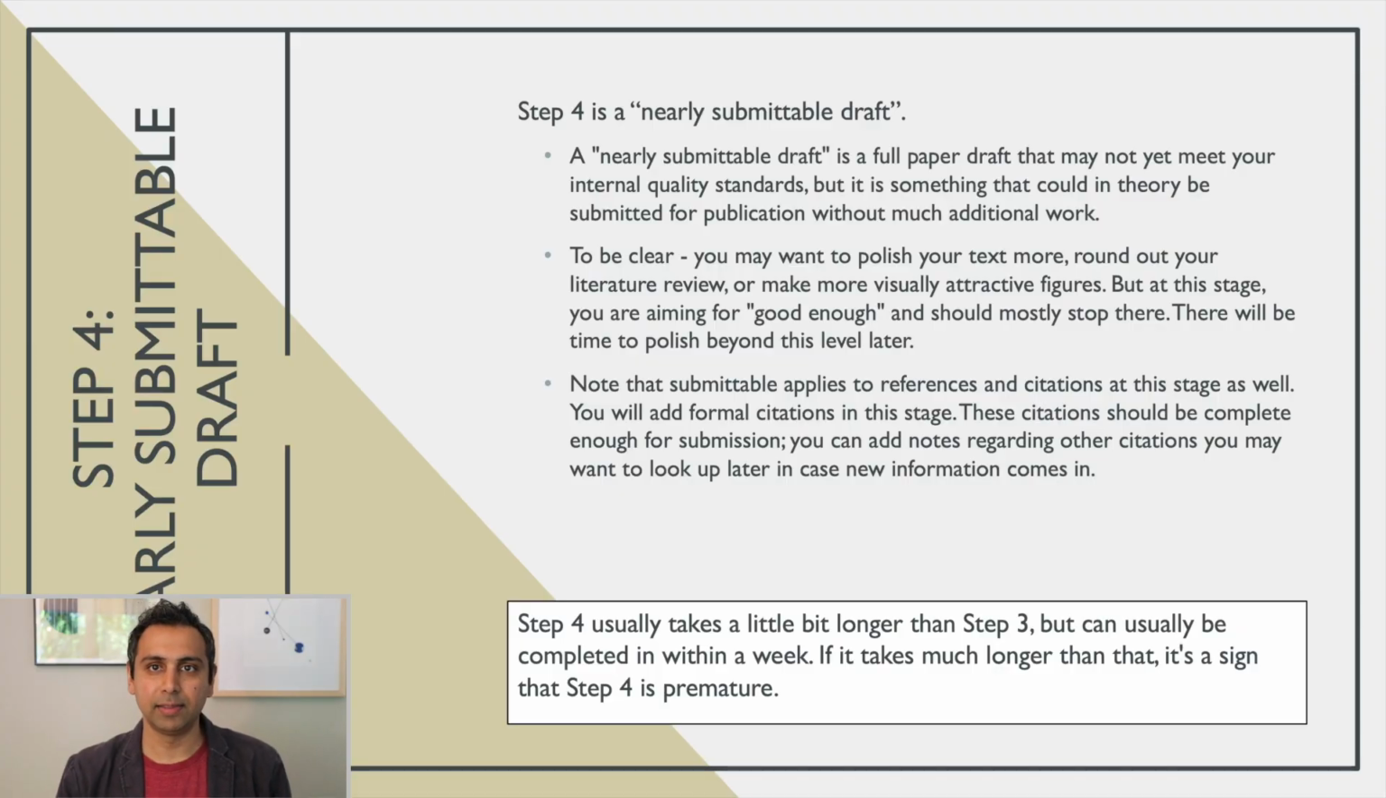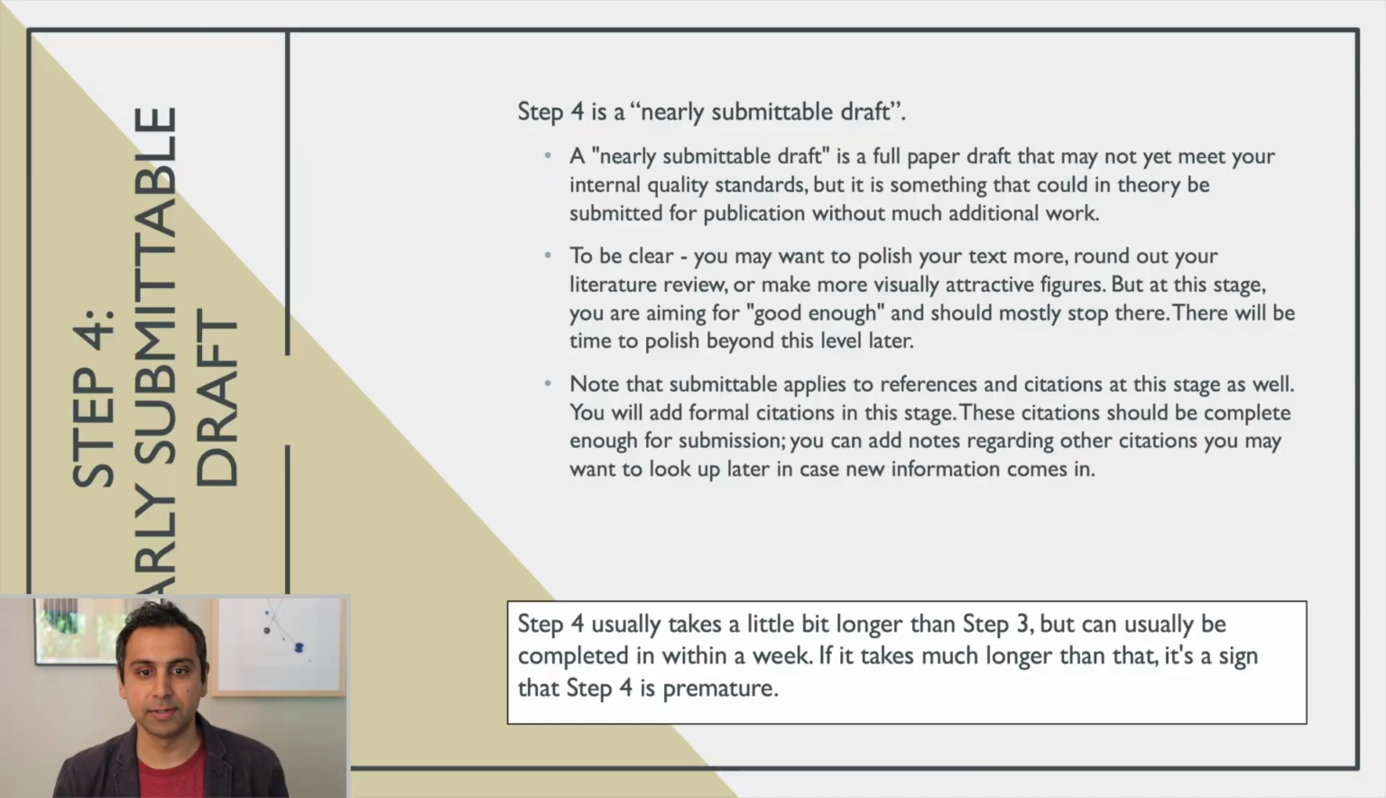So the goal is to turn your outline into a paper that's kind of good enough so that you actually have the full thing completed, and then all the stress goes away because you have a completed paper. And then you can go back later and polish all the things that you want to polish in order to make things really, really shine in step 5. And doing this step is probably the longest step of the entire 5-step checklist. It can usually be completed in about a week. If it takes much longer than that, it's a sign that step 4 might be premature.